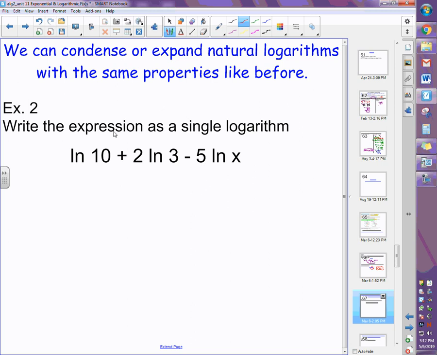So this example wants us to express it as a single log. First I will start with any coefficients I might see, and I see a coefficient here. It needs to go back as a power. There's a coefficient here that also needs to go back as a power. So that means it'd be 3 squared and x to the 5th. Bring down the natural log.